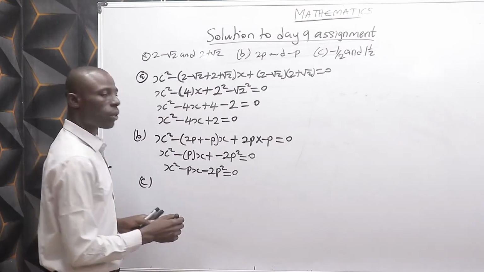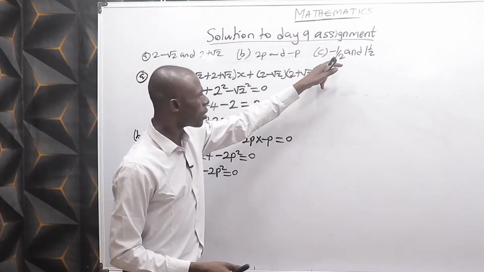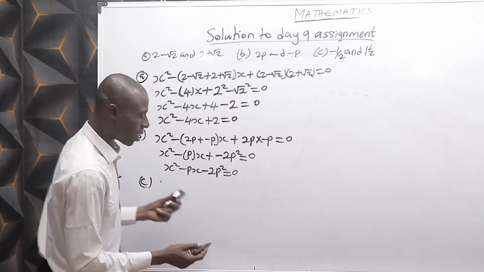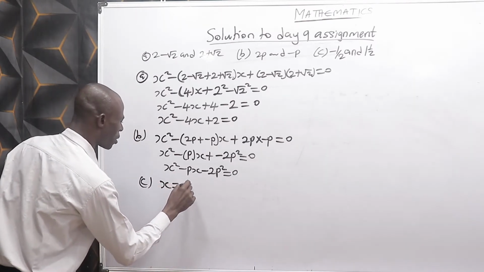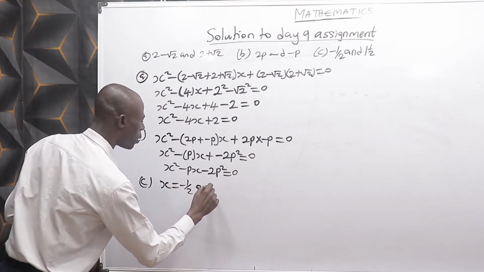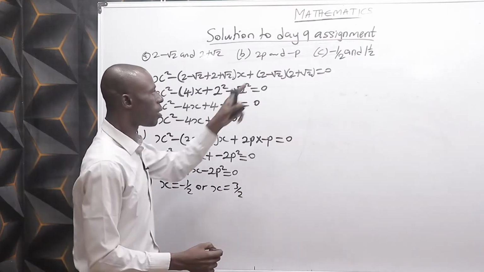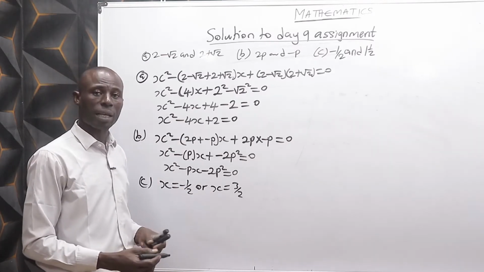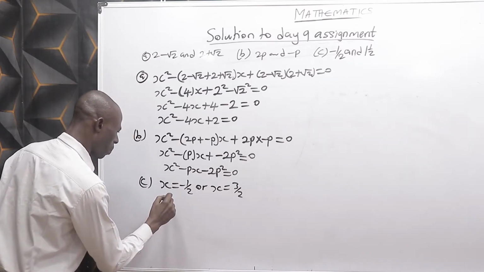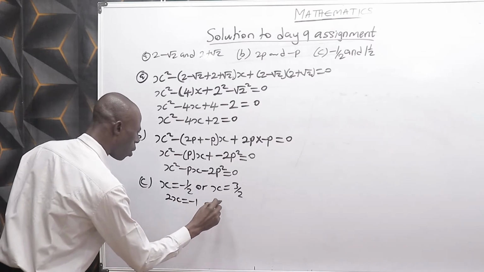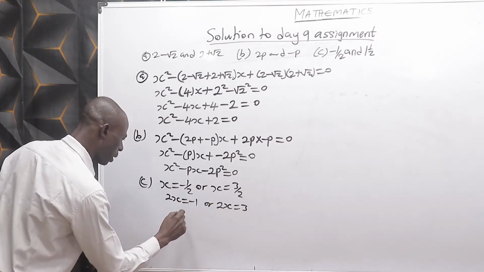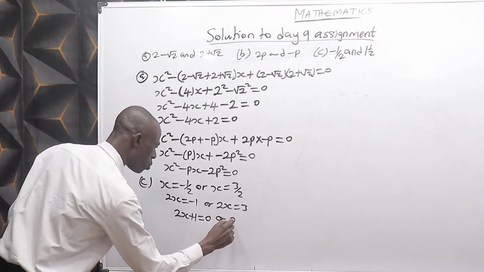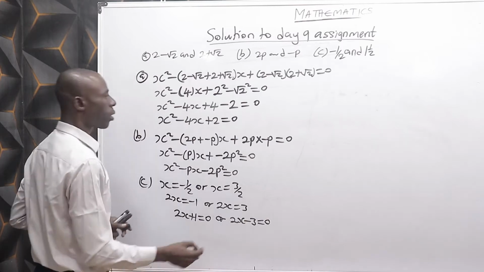Finally, the quadratic equation whose roots are minus half and 1.5 will be, I want to use the other method for this, x equals minus half or x equals 3 over 2. It is the 1.5 that I changed to 3 over 2, 1.5 a mixed number, 3 over 2 as an improper fraction. So cross multiply, I have 2x equals minus 1 or 2x equals 3. Bringing this minus 1 to this side, you have 2x plus 1 equals 0 or 2x minus 3 equals 0.